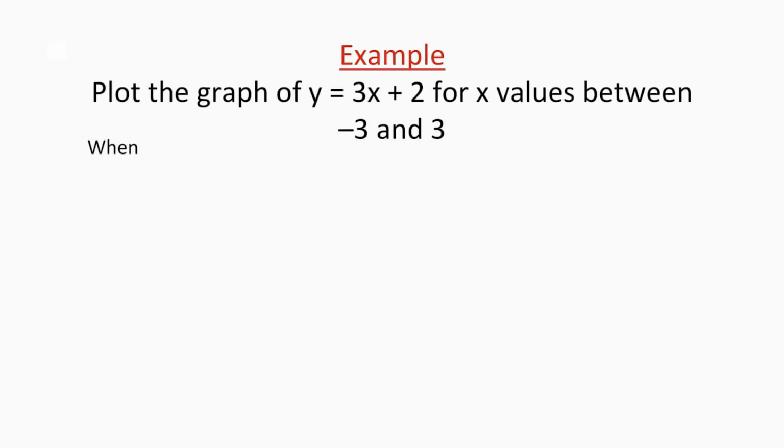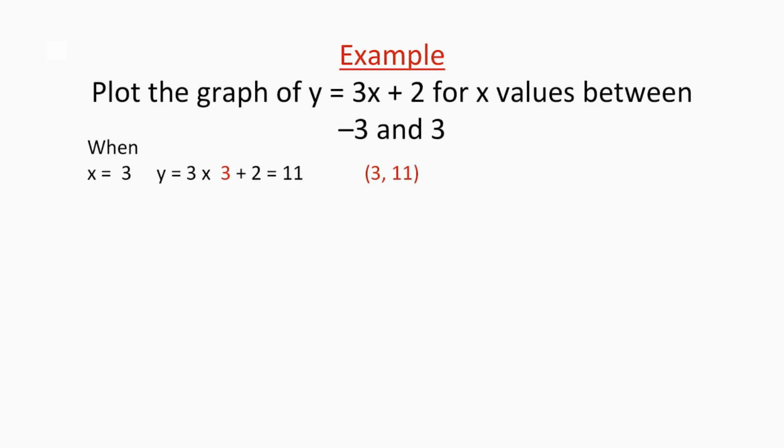If we want to plot the graph of y equals 3x plus 2 for x values between -3 and 3, all we need to do is substitute in the x values from the given range, and that will tell us what our y values are. Once we have those, we'll have a set of coordinates that we can plot and join up with a straight line. So let's put in first of all when x equals 3.